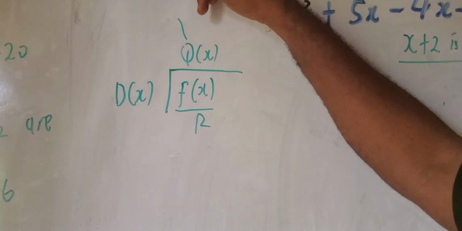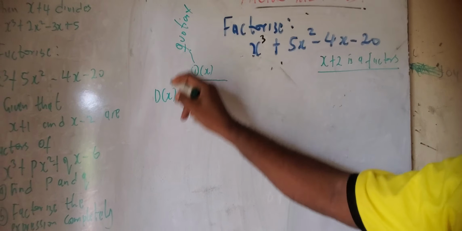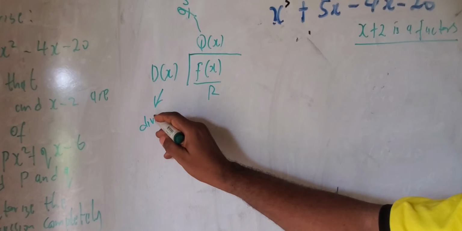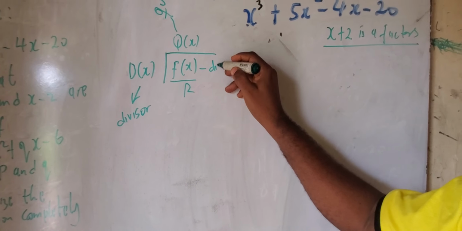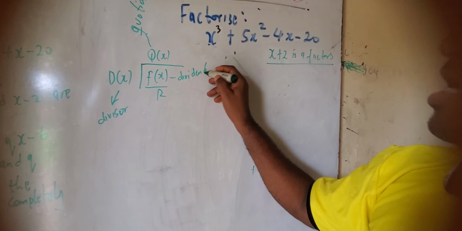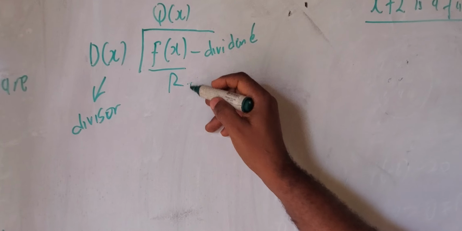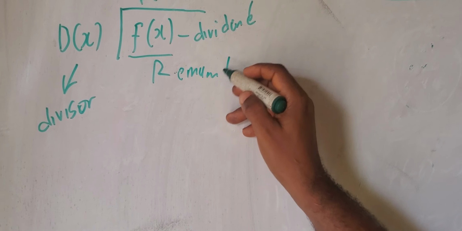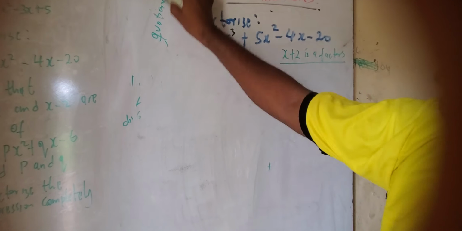Take note of this. This place will be the quotient, this place will be the divisor, the location of the divisor. This place will be the location of what is called the dividend. Take note of that. And whatever you have down under this dividend at the end is the remainder. Please take note of that. That's how we are going to spread the line of our work.